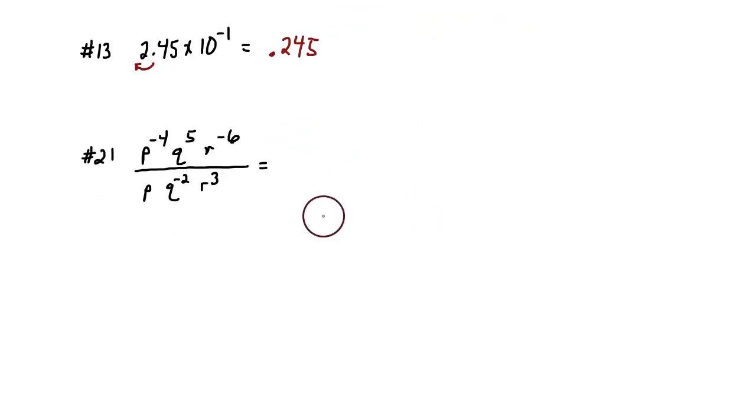Number 21. Let's use our rule about subtracting exponents to do this division problem. Start with the letter P. Negative 4 subtract 1 is a negative 5. Now the letter Q. 5 subtract negative 2 is a 7. Now the letter R. Negative 6 subtract 3 is negative 9.